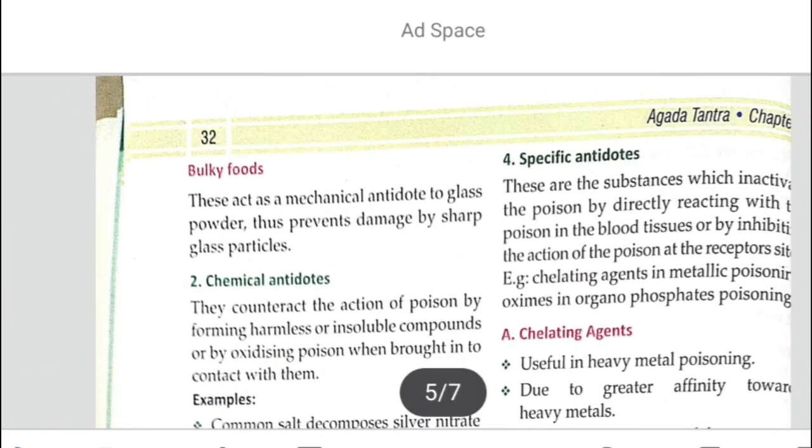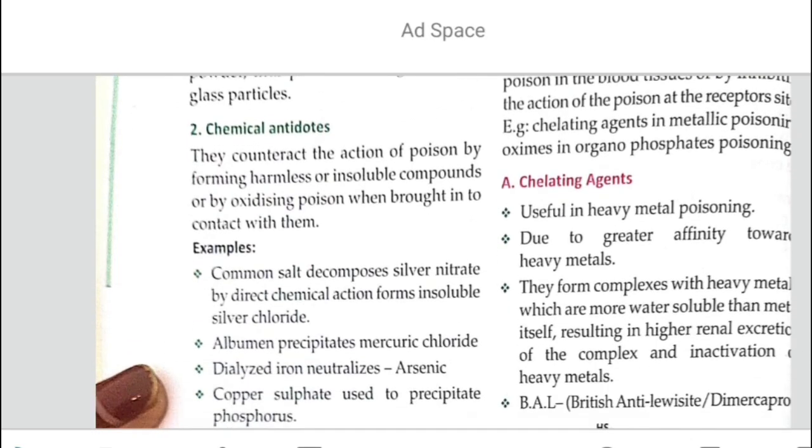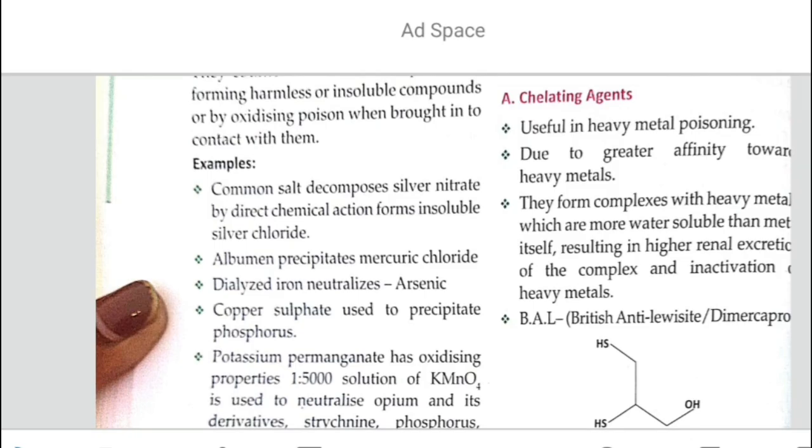Specific antidotes. These are substances which inactivate the poison by directly reacting with the poison in the blood or tissues, or by inhibiting the action of poison at the receptor site. For example, chelating agents in metallic poison, oximes in organophosphate poisoning.